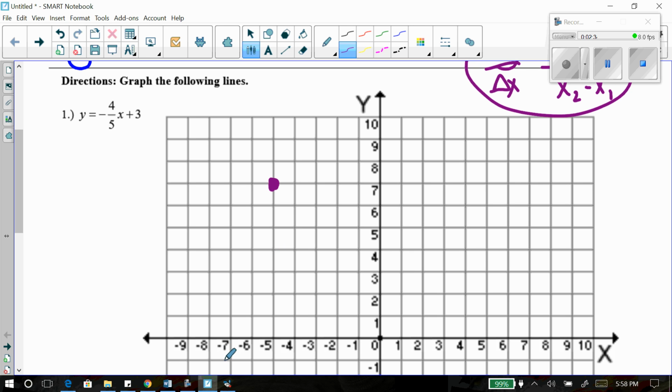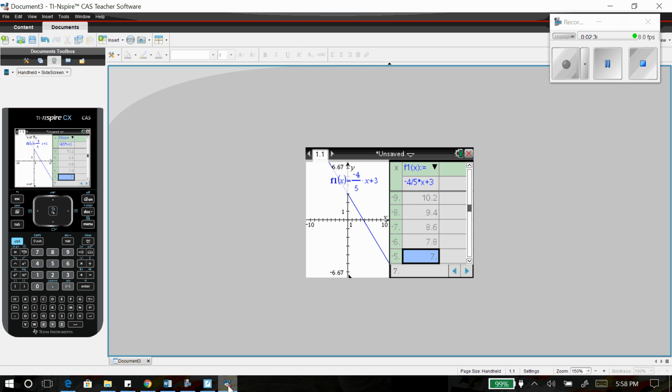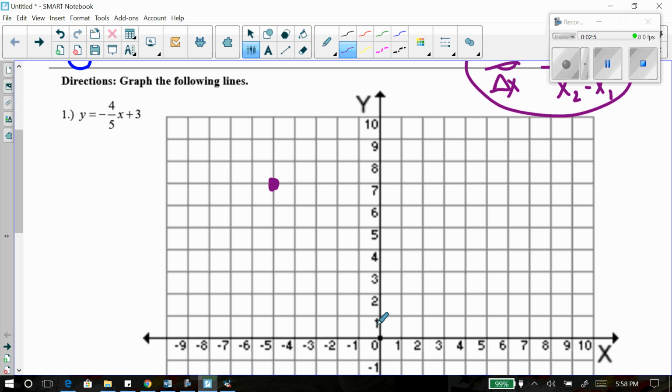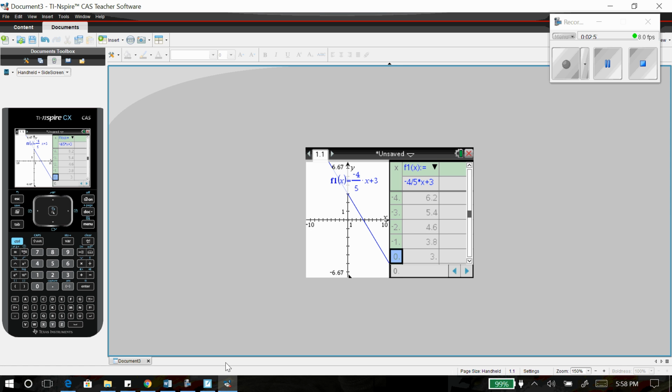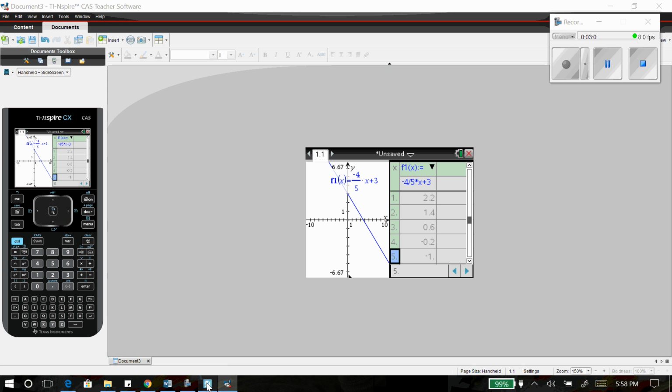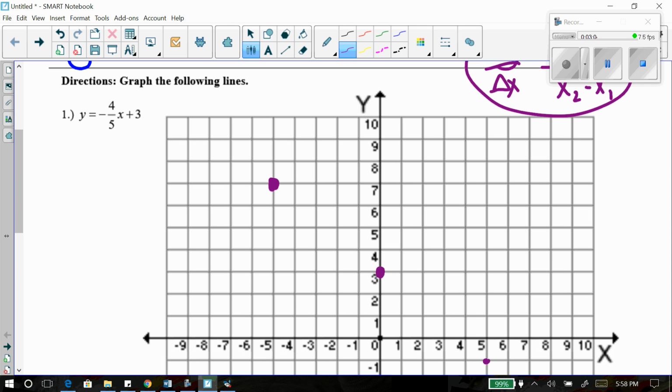And that's my point. Now, if you remember, the skinny bars are your x's. The fat bar here is your y. So let's keep scrolling to see what we can graph. Nope, nope, nope, nope. Oh, 0, 3. I can graph that. Over 0, up 3. Put a dot. Keep scrolling. 5, negative 1. Over 5, down 1, put a dot.